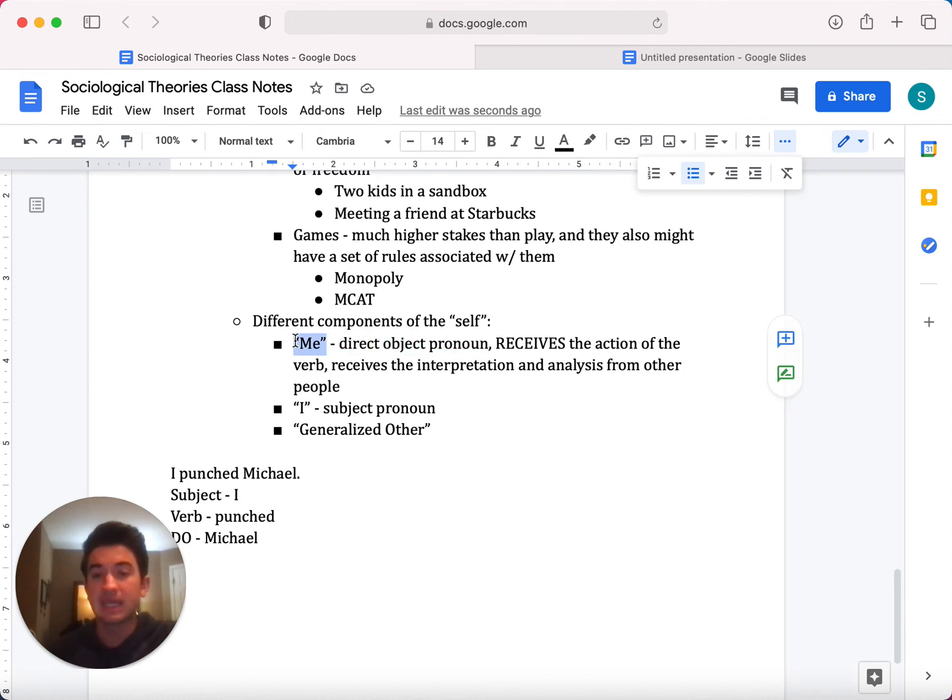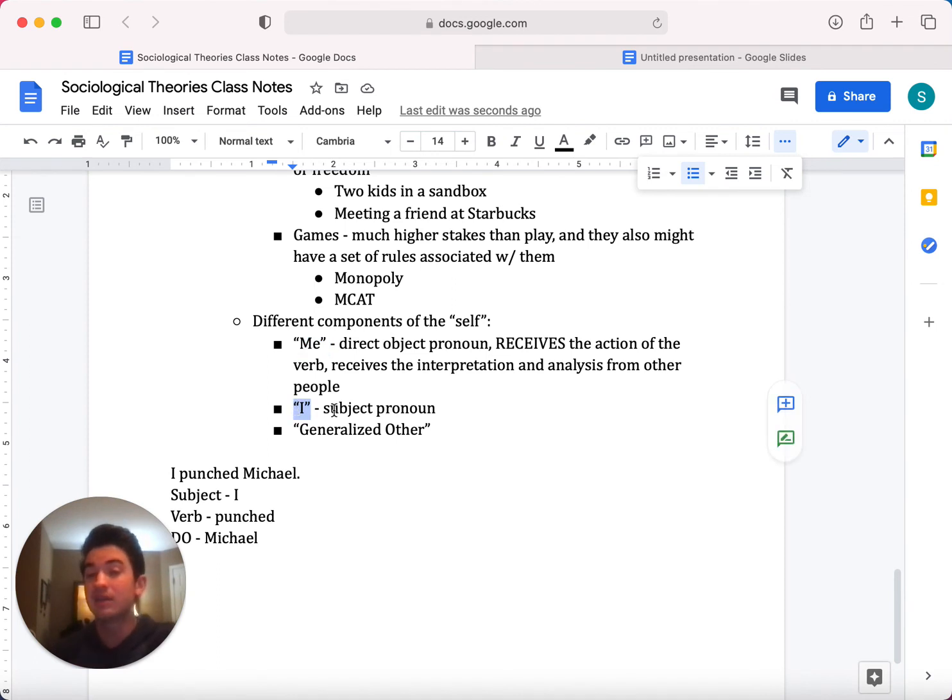So your me, which is a component of the self, okay? Your me aspect of yourself is that part of your identity that is influenced by other people's interpretations of you. So it's the part of your identity that gets influenced by other people saying stuff to you or about you, okay? That's what your me is, all right?